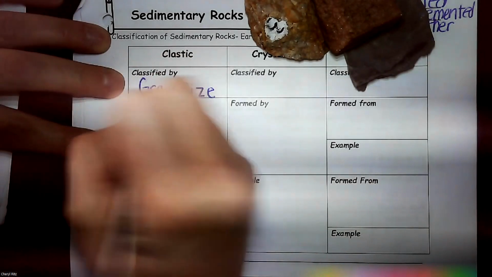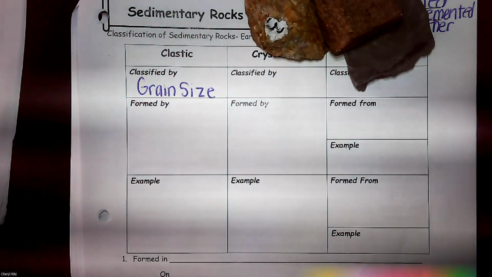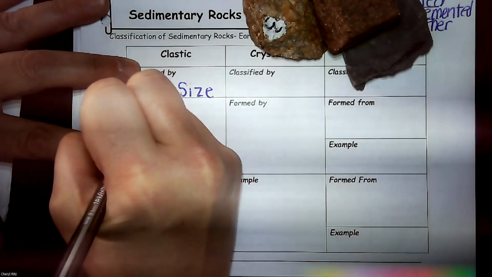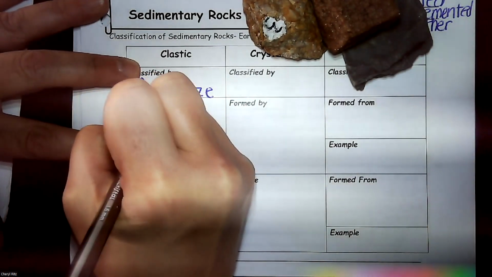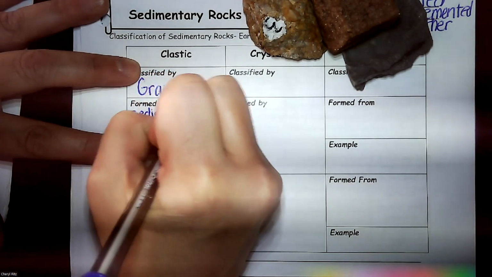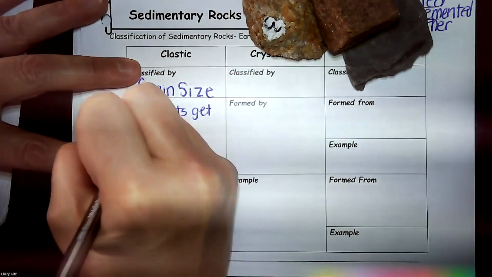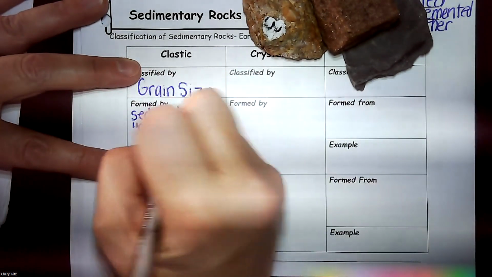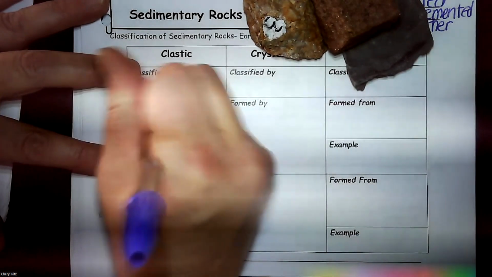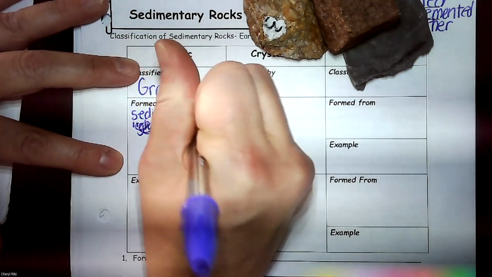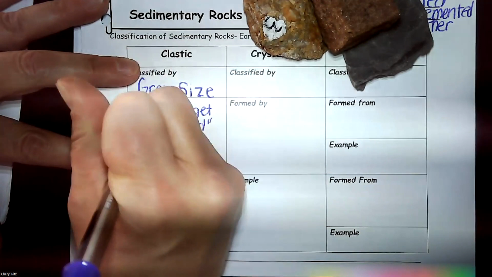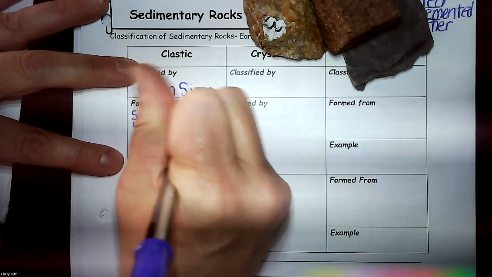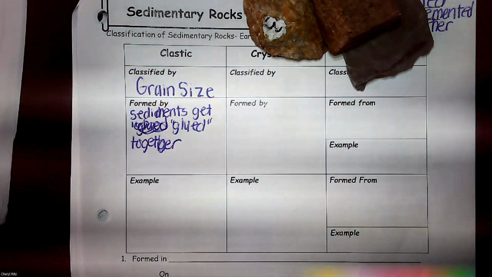Yeah, so these I like to call clastic rocks, the clastic sedimentary rocks. They just form when sediments get glued together. And I do put glued. That's not how you spell glued, is it? Or is it? Yeah, it is. I'm having troubles with my writing. That says sediments get glued together.